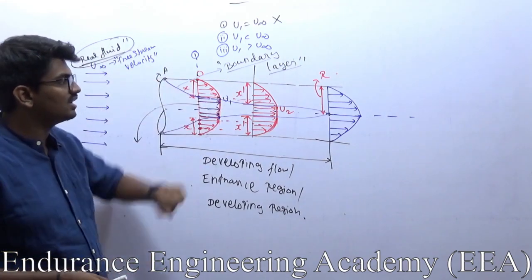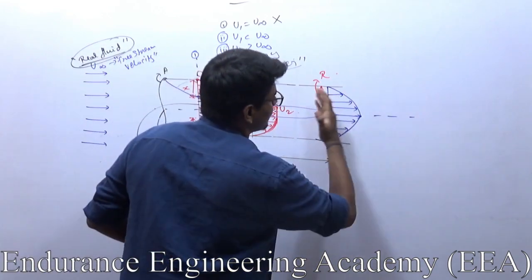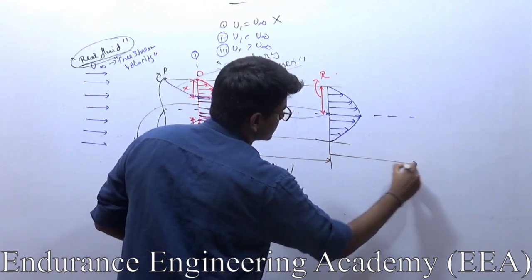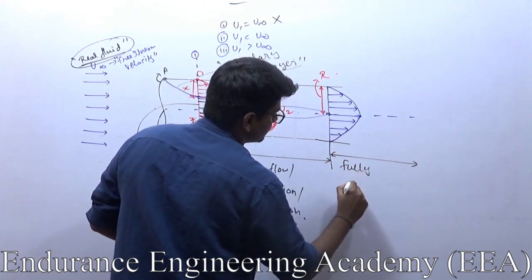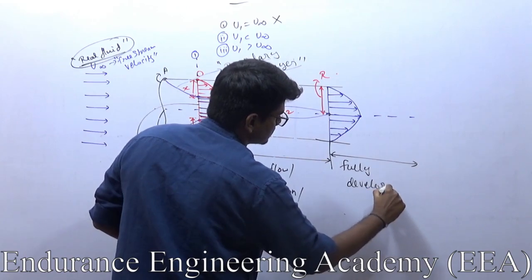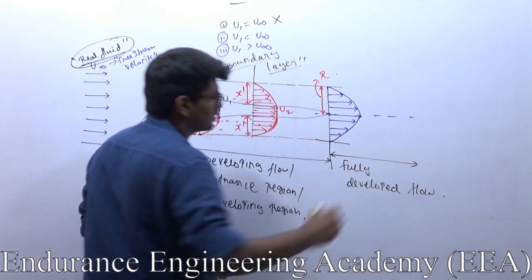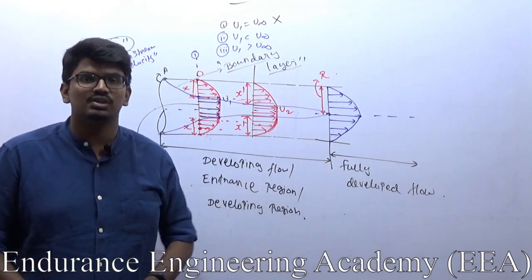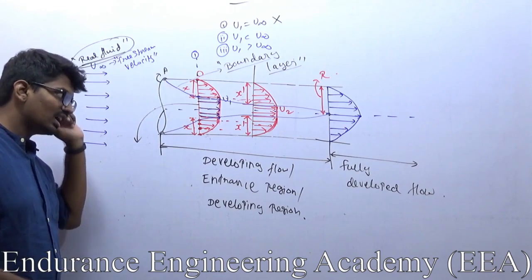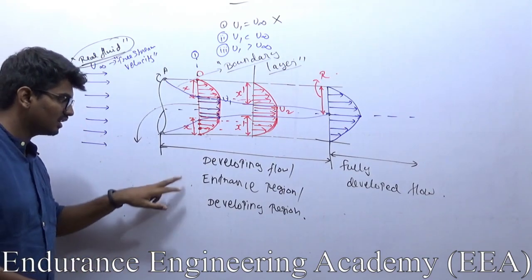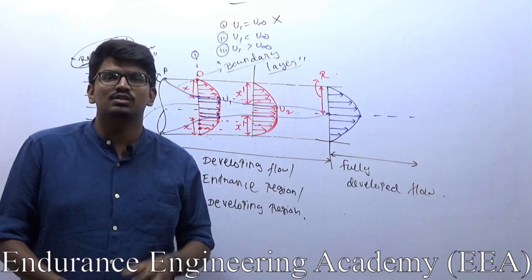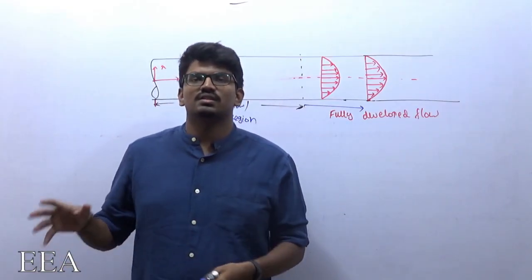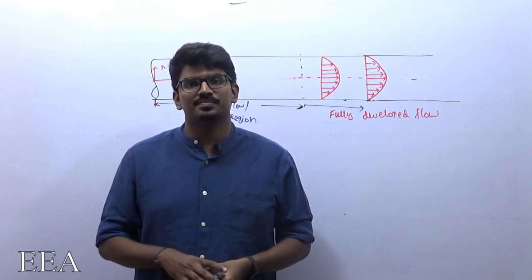So the velocity profile is developing, and after this point the velocity profile will remain the same everywhere. That is fully developed flow. Once I reach this point, the velocity profile will remain the same, so that is fully developed flow. I will give you the proper definition; I will erase this and draw it again, and give you the proper conditions for developing flow and fully developed flow. So let me frame fully developed flow properly.